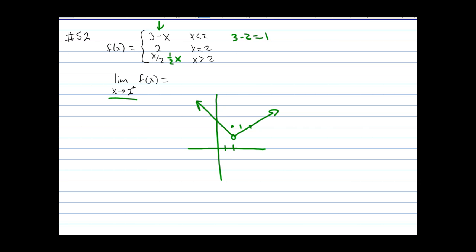Now the question is, what is the limit as x approaches 2 from the right? And the answer now is 1. Because as we approach 2 from the right, we're getting closer and closer to a y value of 1.